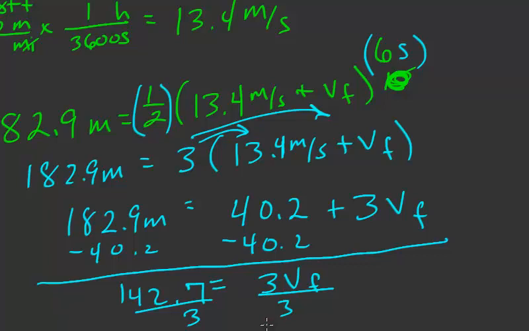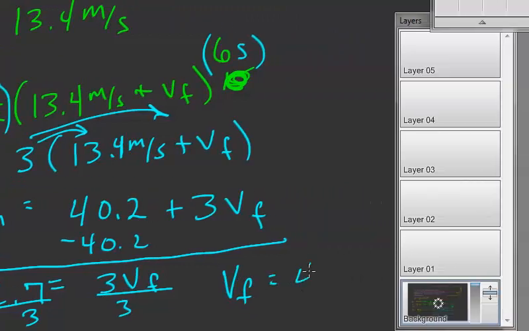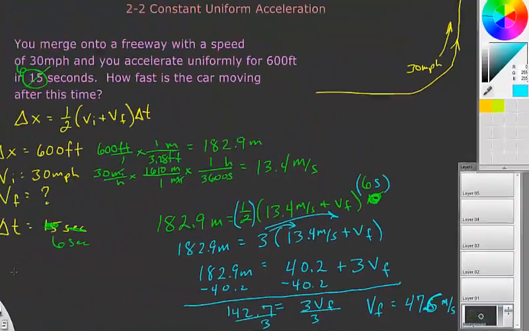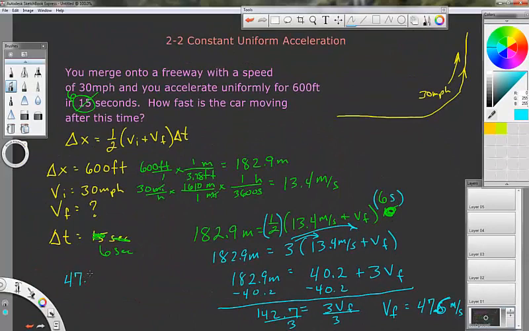So we take that, divide it by 3, and we would get a speed, a VF in meters per second of 47.5-ish. It's actually 47.6 if we're rounding. And that's meters per second. So let's convert that to miles per hour, and I think it's going to be quite dramatic. This would be 47.6 meters per second.